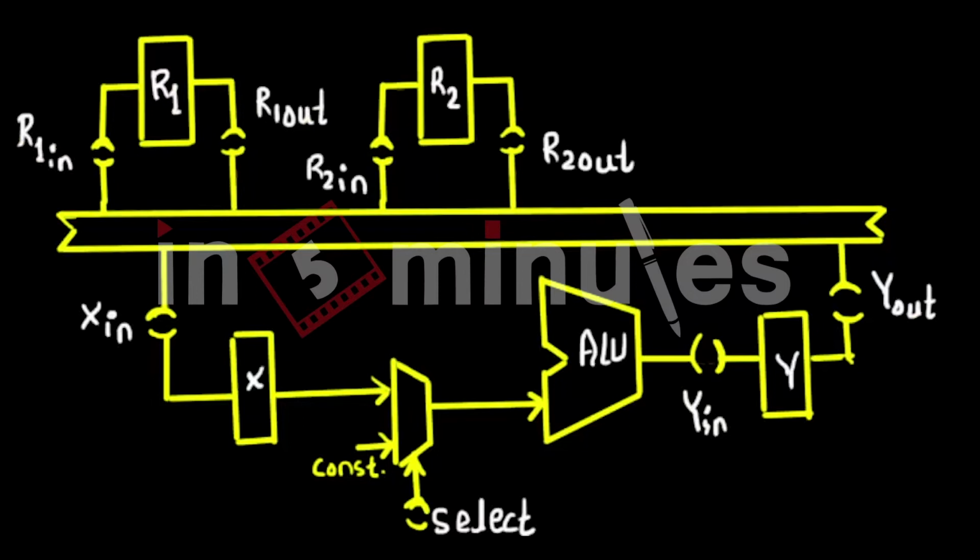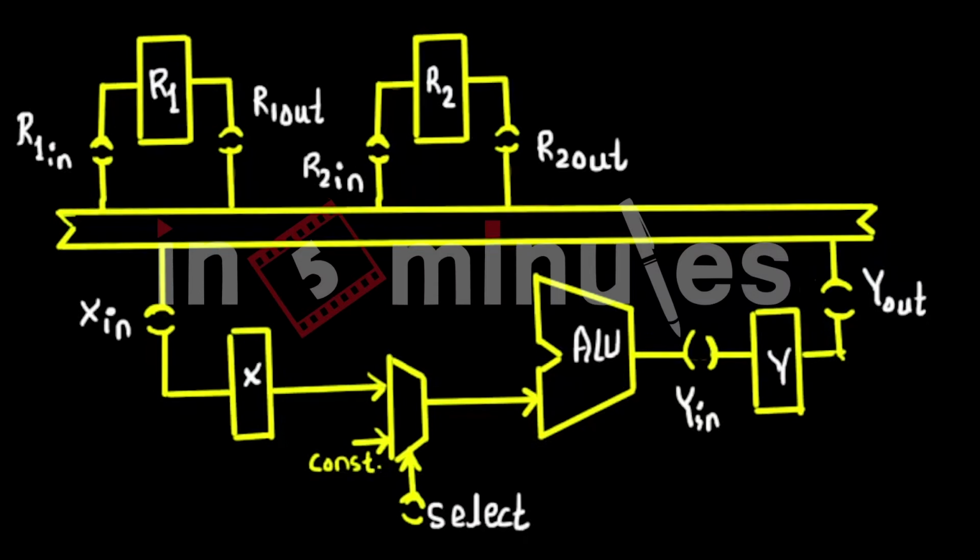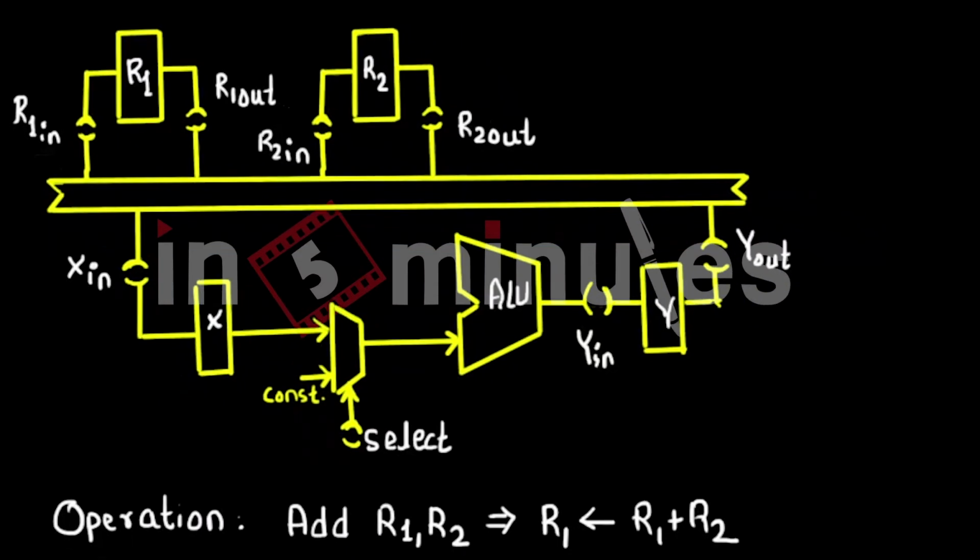And these are the components and the control signals present in the organization. So let's say we want to perform the operation add R1, R2, that is, add the contents of R1 and R2 and store the result in register R1. Let's look at all the components real quick. So here is the register R1, here is register R2.